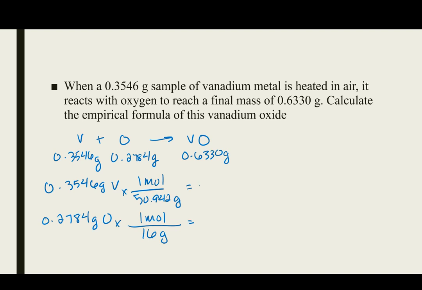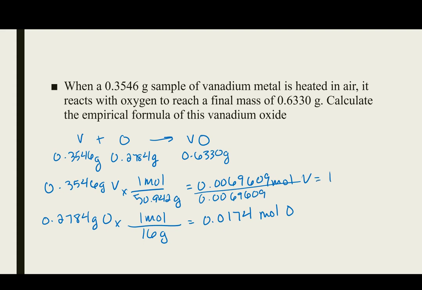So this is going to give me 0.0069609. Remember, you want to go to a lot of decimal points at this point. This will give me 0.0174. So that's mole of V. That's mole of O. To get your formula, again, you need to divide by the smallest to get the lowest ratio.